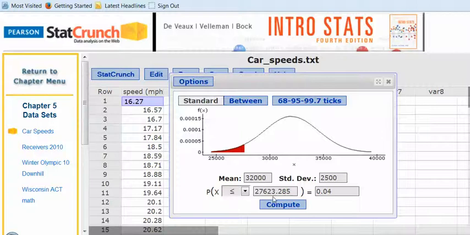27,623. So if he guarantees the tires will last at least this long, or he'll replace them, that's only going to affect about 4% of the customers. So that would meet his criteria. So he would put out a guarantee that if your tires fail to last 27,623 miles, I'll give you a new set of tires.